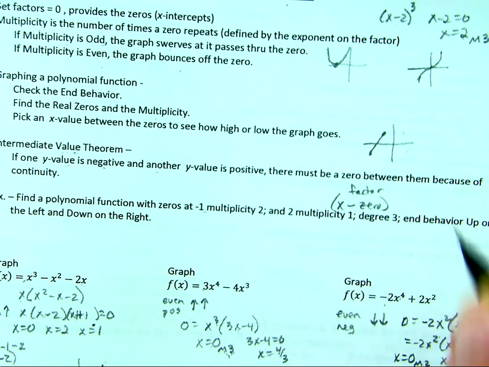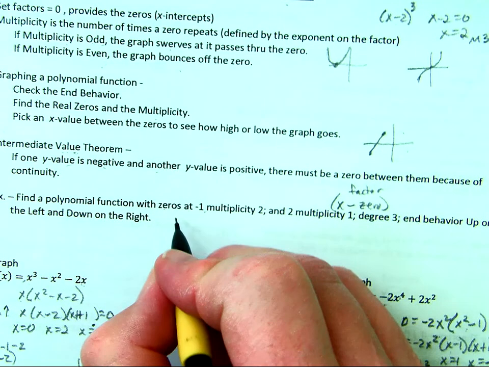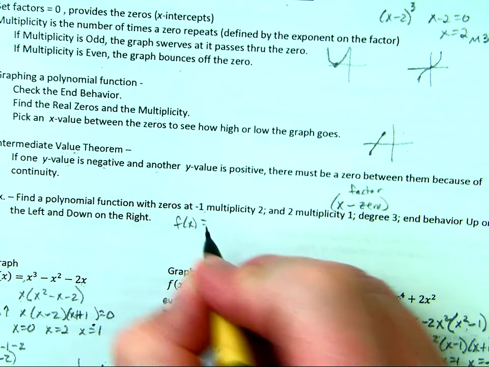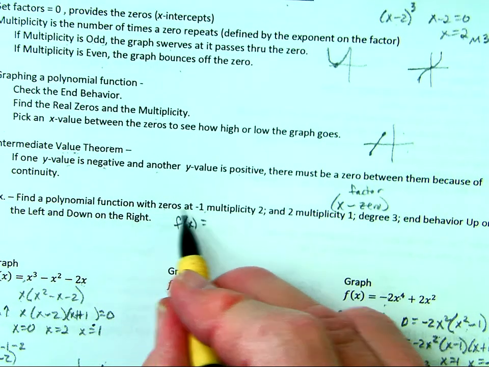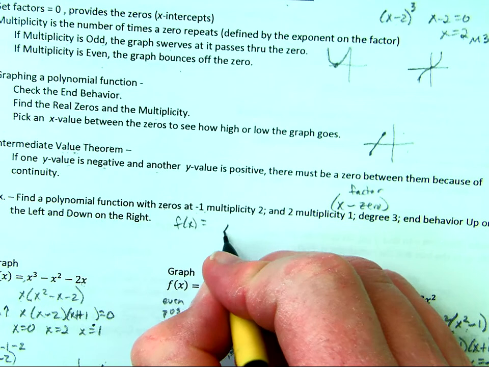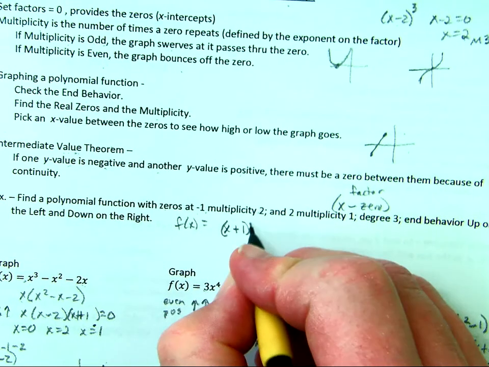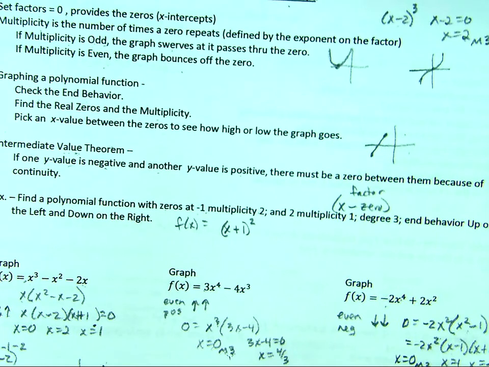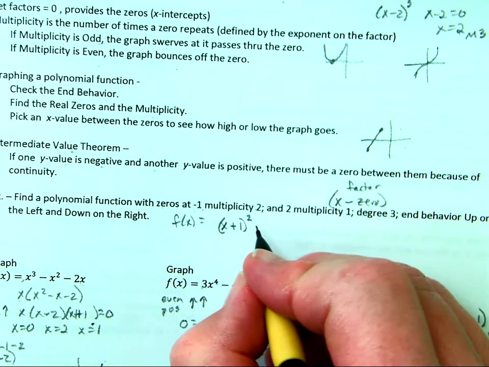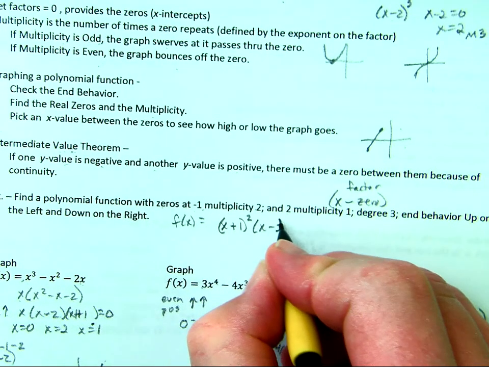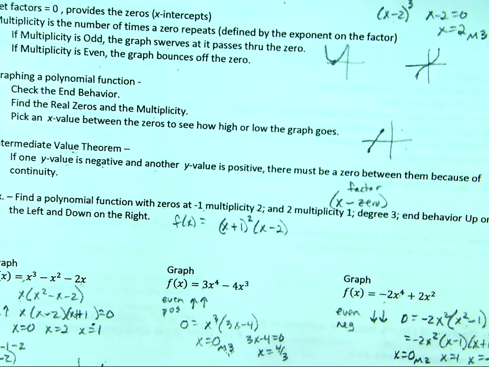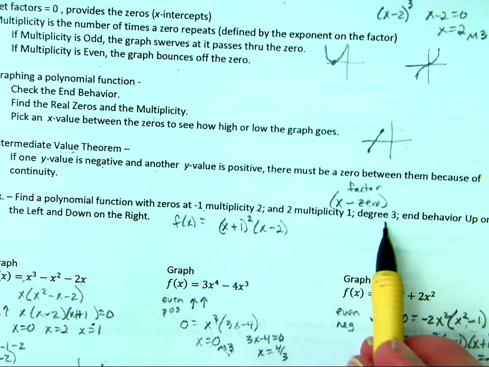You take x minus the 0. So here, if my function has a 0 at negative 1, well, if I take x minus a negative 1, that'll be x plus 1. Multiplicity 2 means it's squared. Here I have 2, so that'll be x minus 2. Multiplicity is 1, so it just stops there. So there's my function.